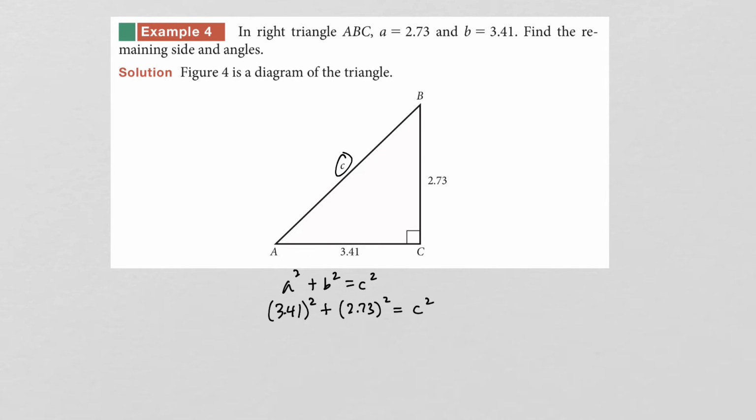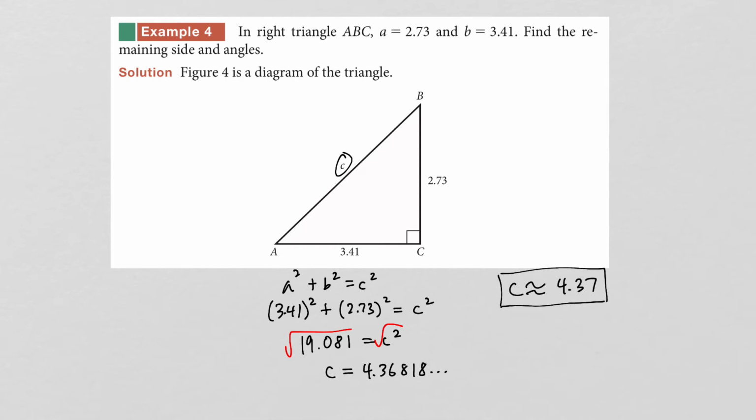And when we square those and add them together, we get 19.081 is equal to C squared. To solve for C, we take the square root of both sides, and the square root of C squared is C, and the square root of 19.081 is 4.36818, etc. So we'll round that to give C is approximately equal to 4.37. That's 3 significant digits of accuracy.